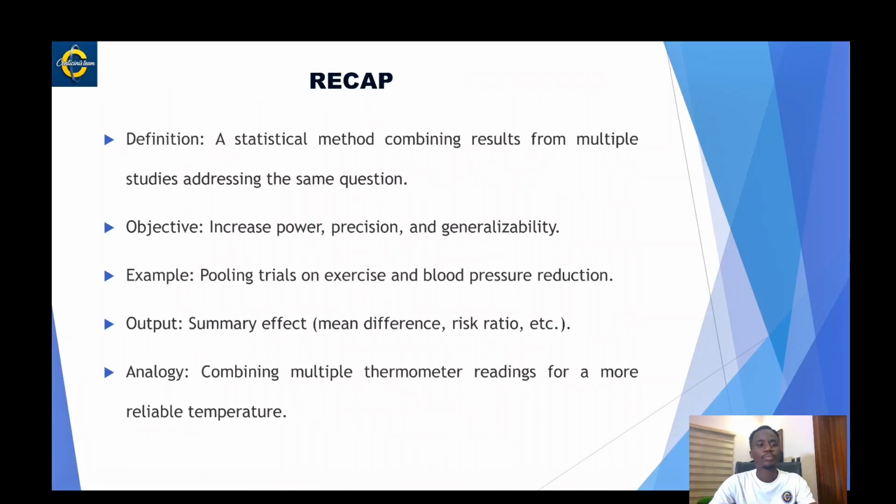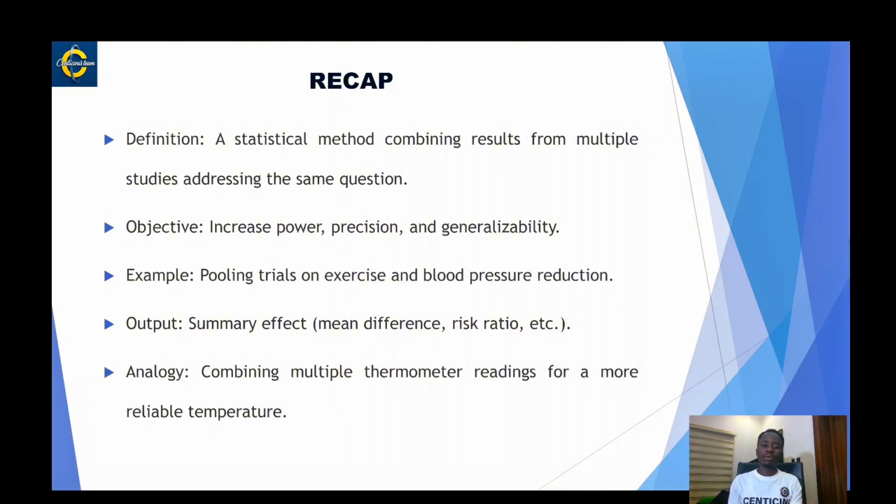Okay. I'm just going to recap again, to make sure you understand really well what I'm talking about. This is a statistical method for combining results from multiple studies addressing the same question. Remember that if you want to actually do a meta-analysis, take for example, you're trying to understand maybe the pooled prevalence of malaria in a certain community. All the individual studies must be addressing prevalence of malaria. Okay, so that's what we mean by it must be addressing the same question.